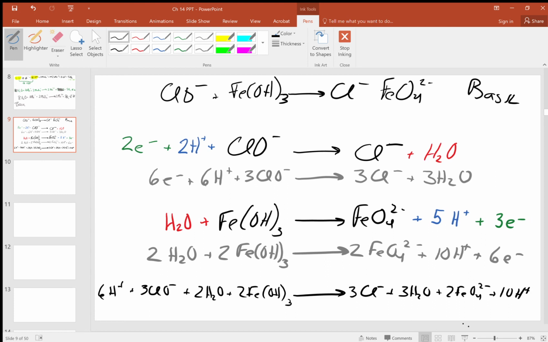Now, before we go on to our last step, notice we have H⁺ on both sides and we have water on both sides. So we can do some canceling. There's 2 waters here on the left, 3 on the right, so we can eliminate 2 from each side. Also, there's 6 H⁺ over here versus 10 on the right. So we can cancel out 6 on each side, so that goes away, and this one becomes 4.